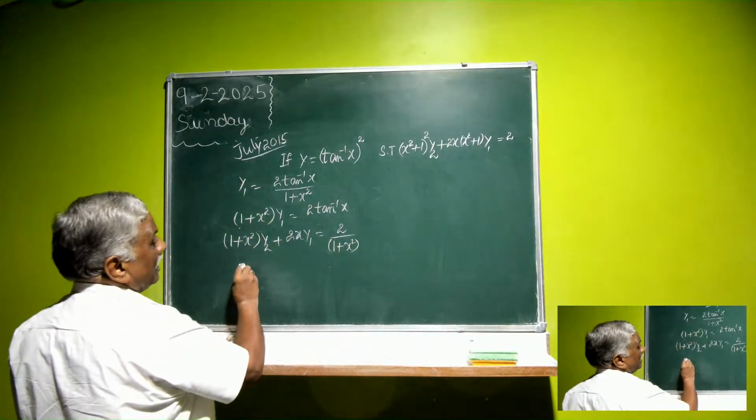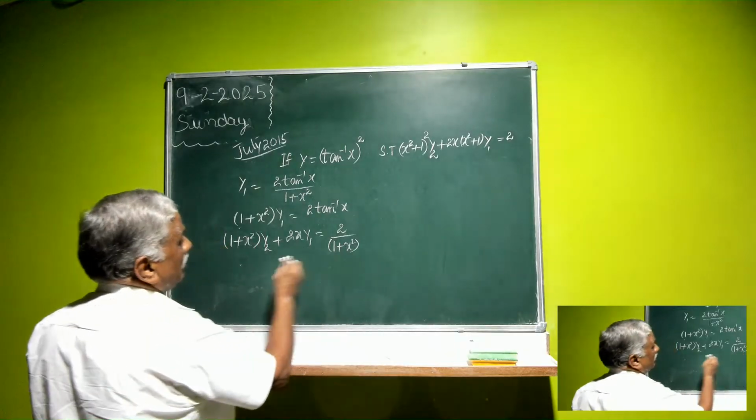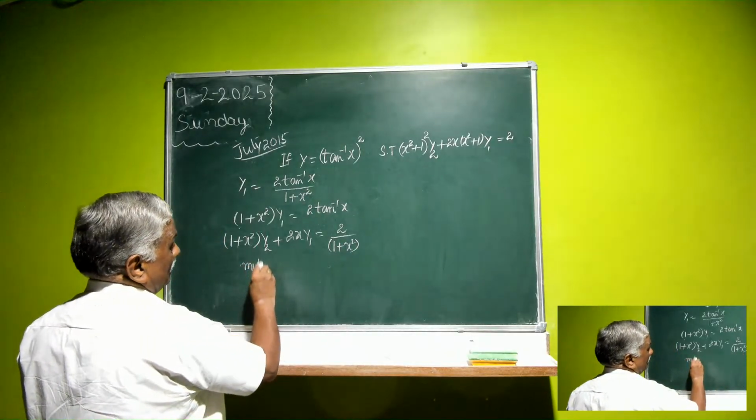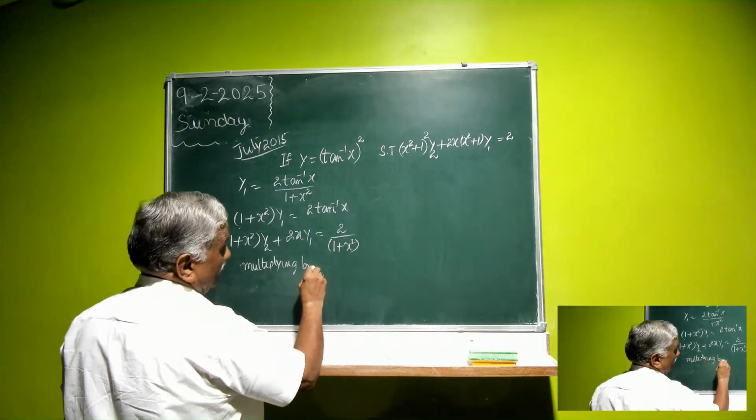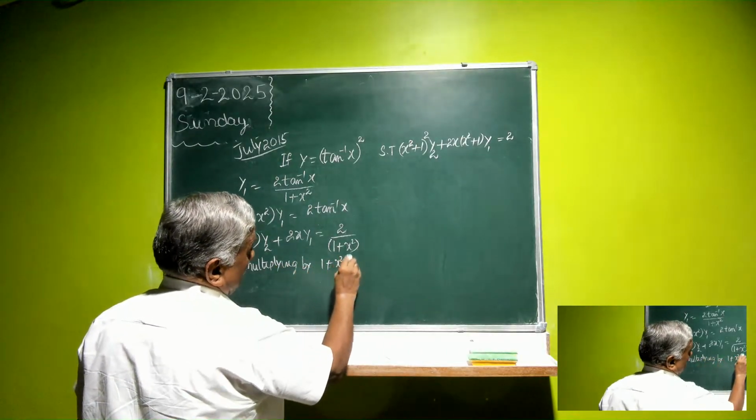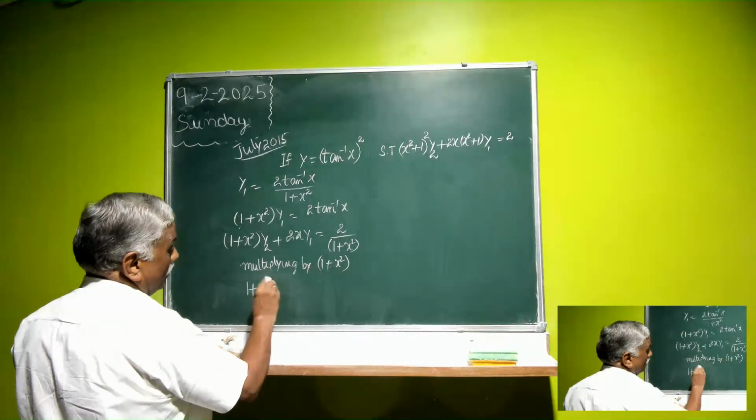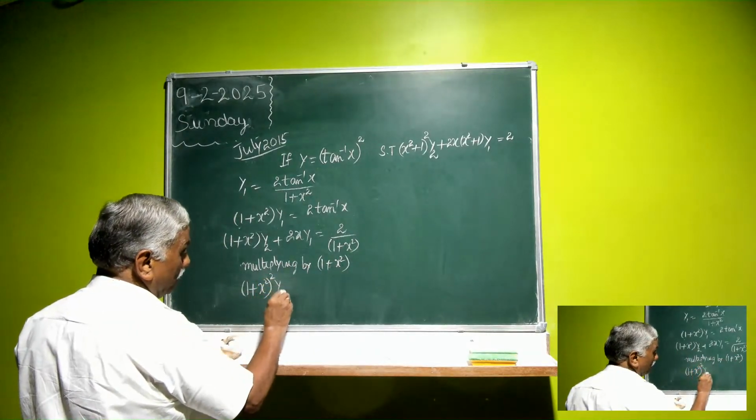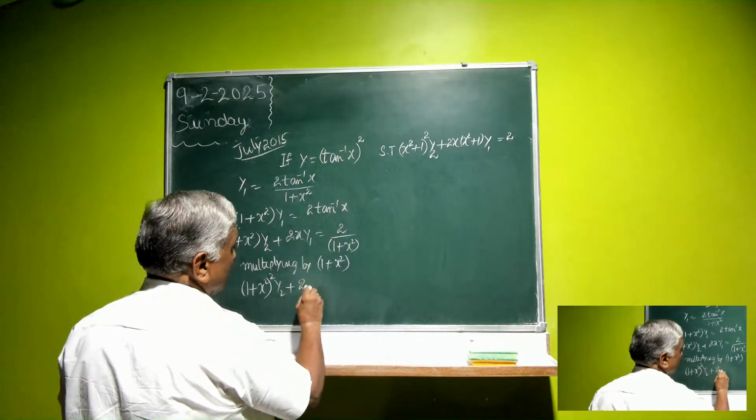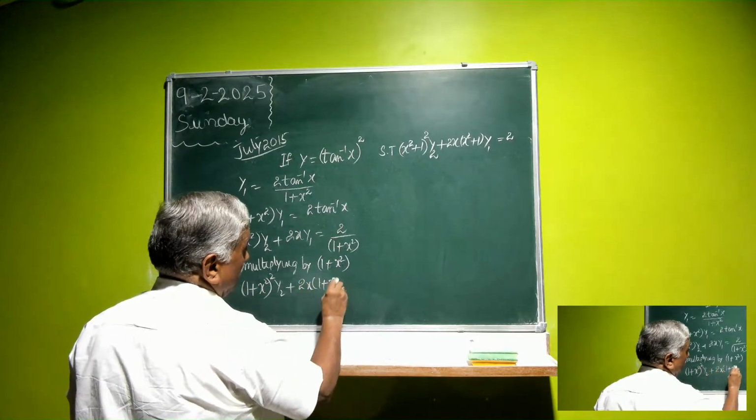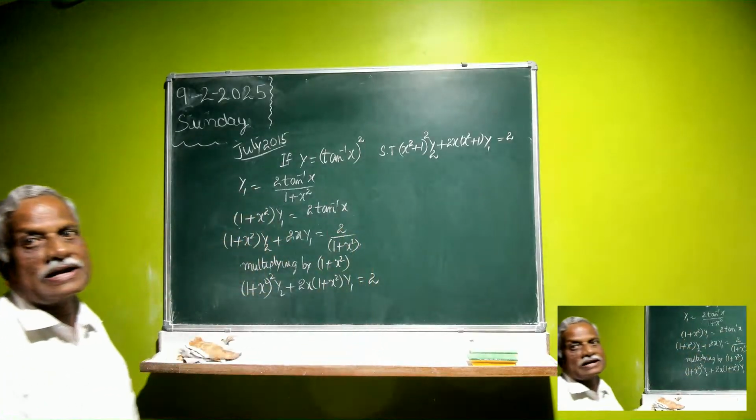Now multiplying by 1 plus x square. What do we get? 1 plus x square whole square y2 plus 2x into 1 plus x square into y1, because this 1 plus x square will cancel.